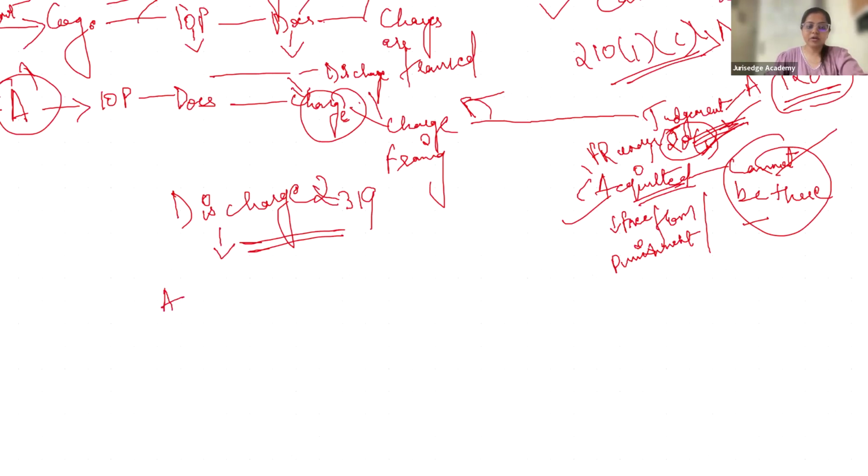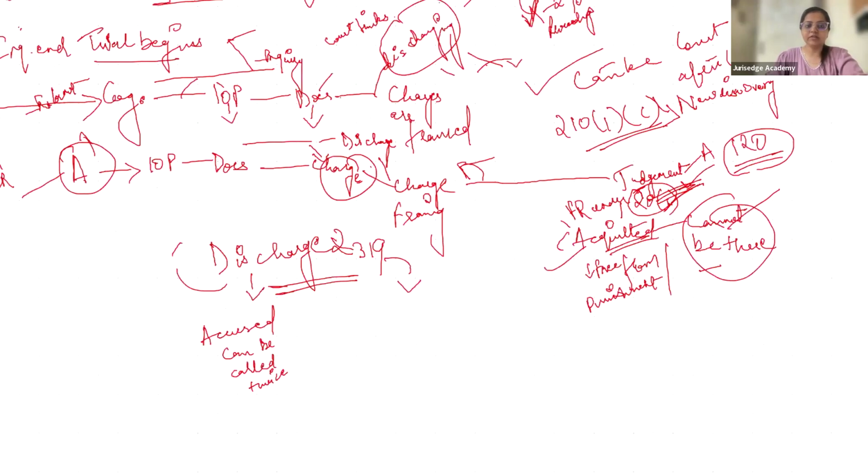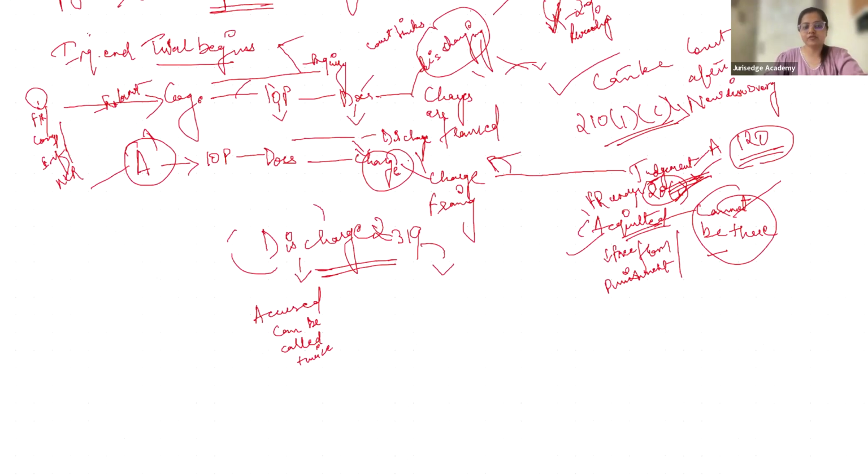In case of discharge, the accused who was discharged before framing the charges can be called twice. Under Section 319, the stage is different. So there is a lot of difference between discharge and 319. Just understand for now, discharge is something very different. This happens before framing of charges.